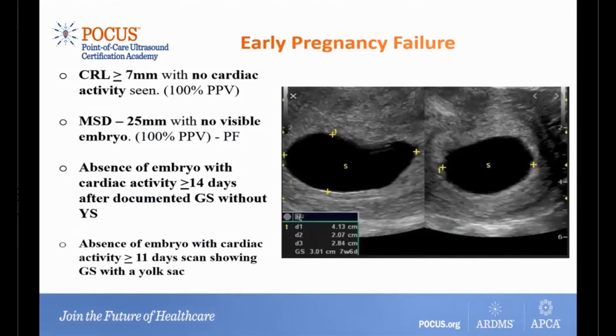Next we have early pregnancy failure, which is a very complex topic, but we'll try to simplify it. And there are 4 scenarios in which, you can see that the number 1 being that we have a crown rump length of equal to or more than 7 millimeter with no cardiac activity.